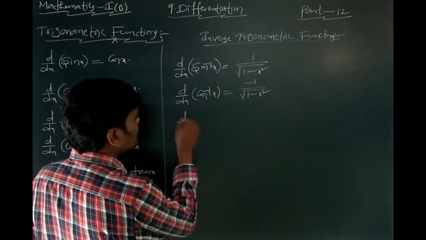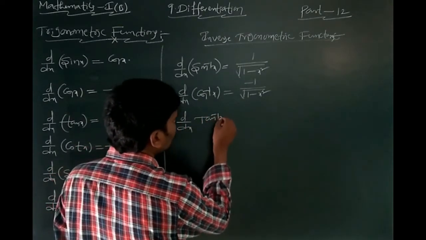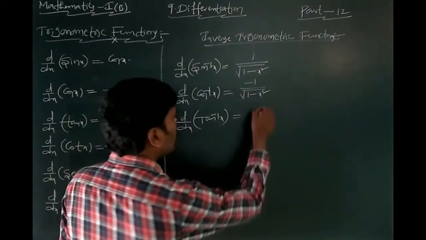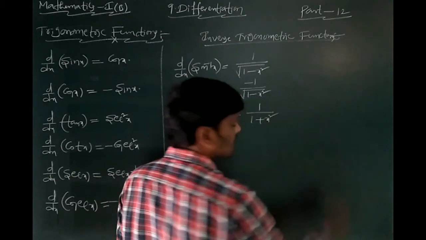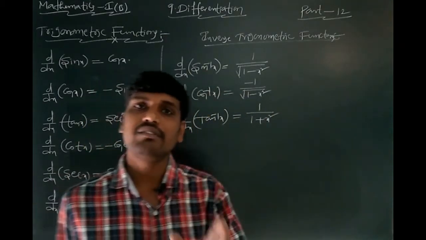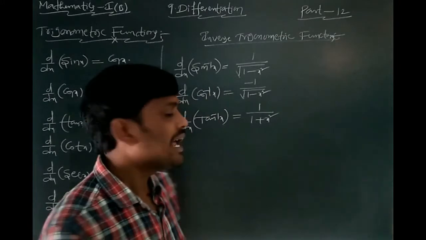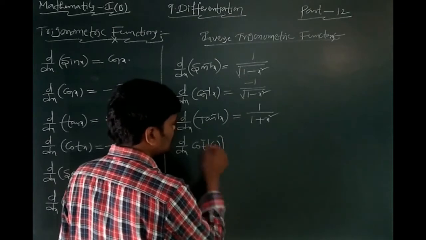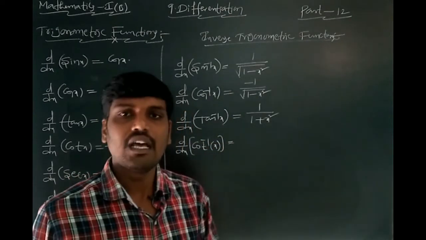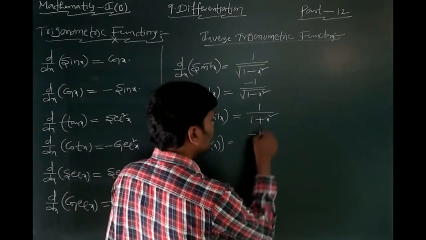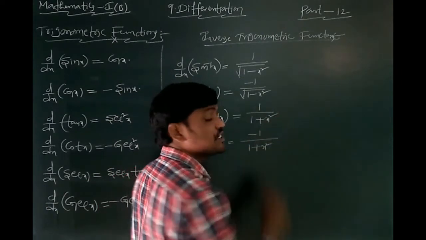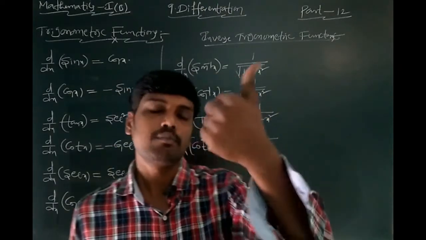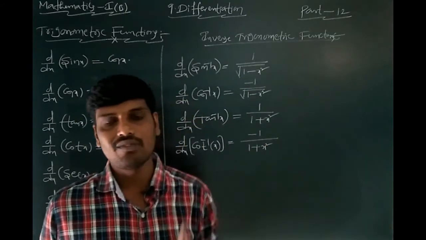After that, the derivative of d by dx of tan inverse x. The tan inverse x derivative is 1 by 1 plus x square. Next, the derivative of cot inverse x. The cot inverse x derivative is minus 1 by 1 plus x square. Just take the tan inverse x derivative and multiply by the minus; you get minus 1 by 1 plus x square, the cot inverse x derivative.